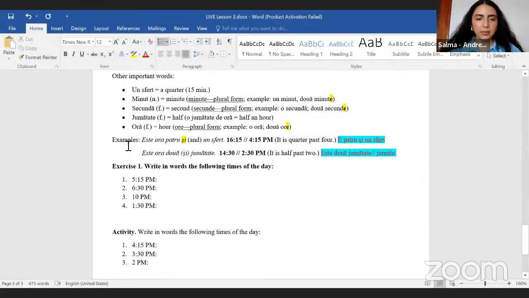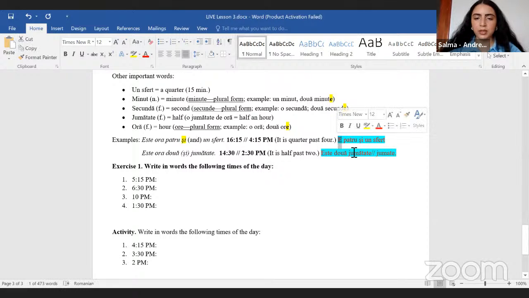Okay, let's see some examples. Este ora 4 și un sfert. For 4:15 p.m. It is 4:15. We have here și, which means and. So we need to add and when we want to add the minutes to the hour. So it is not an exact time of the day. We also want to add the minutes, so we need to add and here. Okay, or an even shorter form would be e 4 și un sfert.